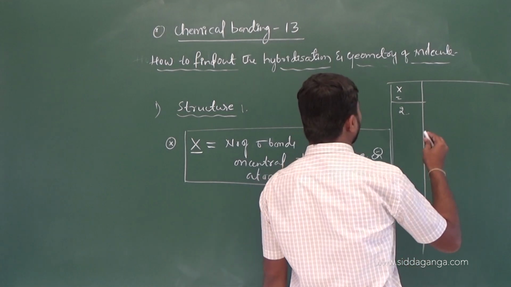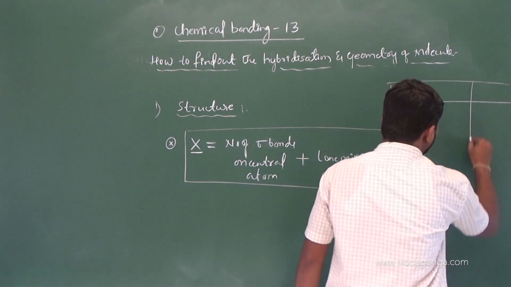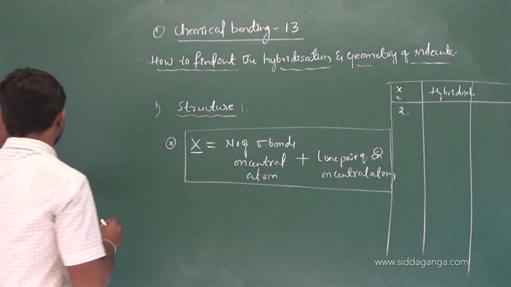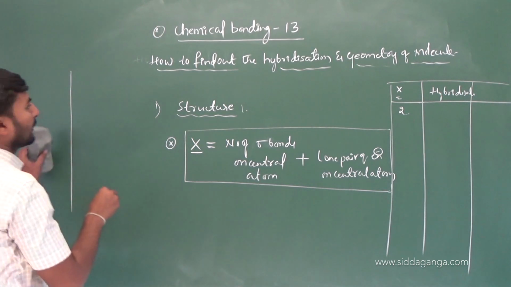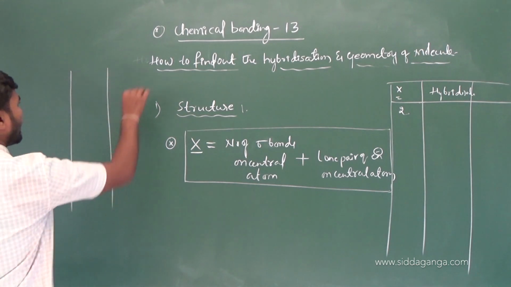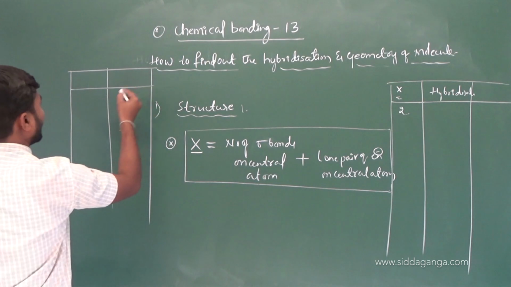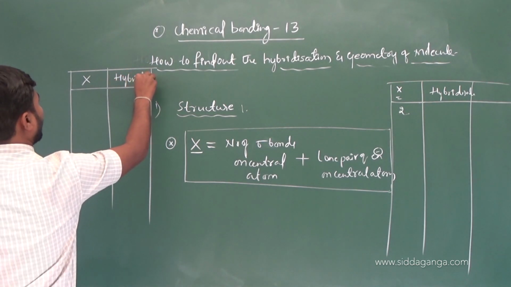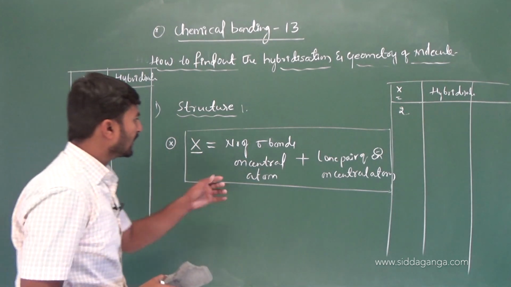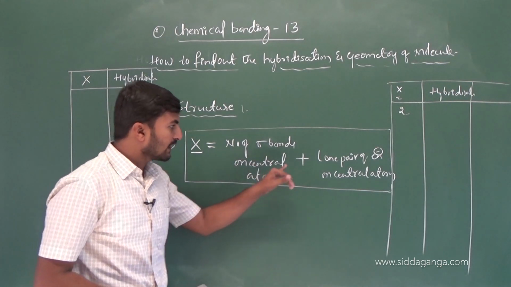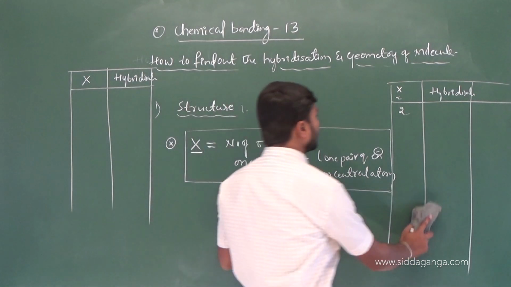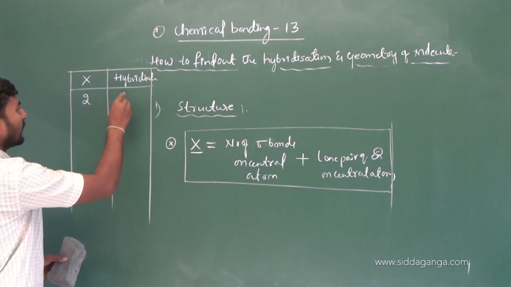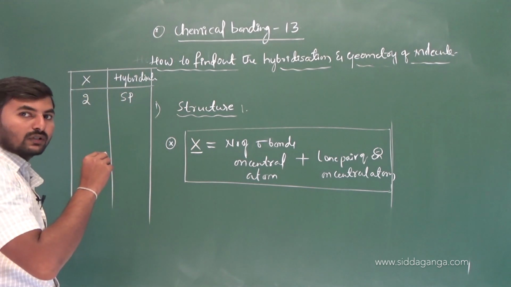Suppose the value of x after summing up the number of sigma bonds on the central atom plus the number of lone pairs of electrons on the central atom, after adding these two, we get 2, value of x is equal to 2, then the nature of that hybridization is sp.